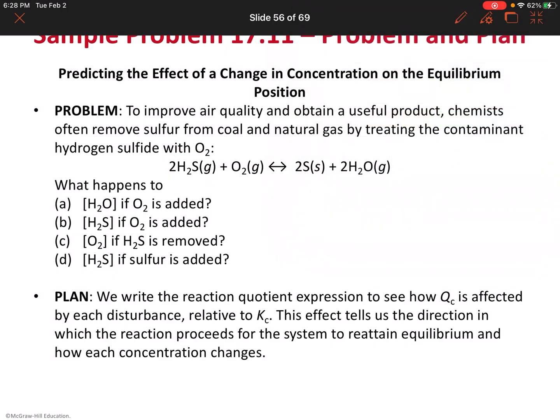If you remove H2S, you are decreasing H2S. What happened to oxygen? We are removing one of the reactants, so the reaction will proceed to the left. As a result, since you are making more of H2S and oxygen, oxygen will increase. And then H2S. What happened to H2S if sulfur is added?